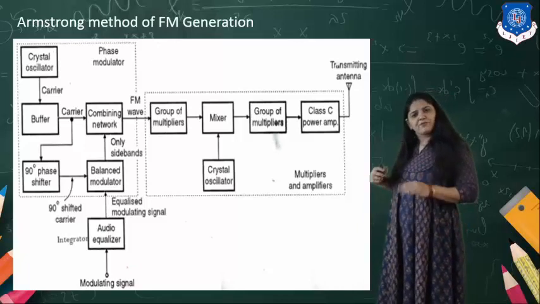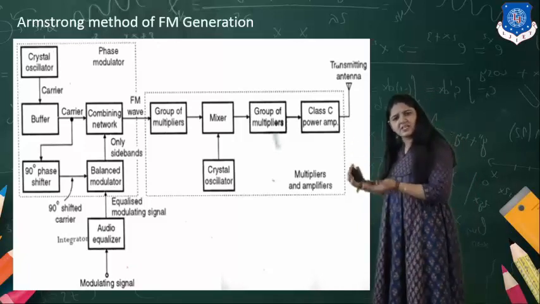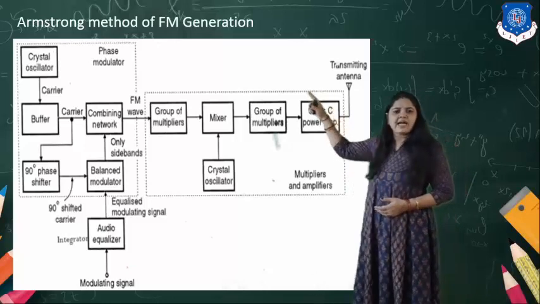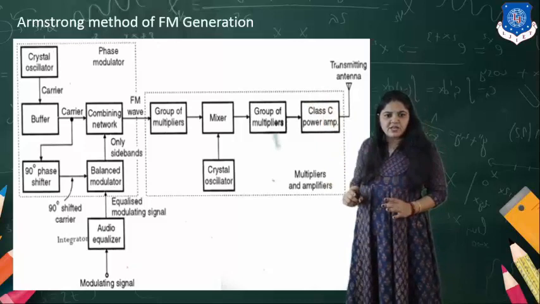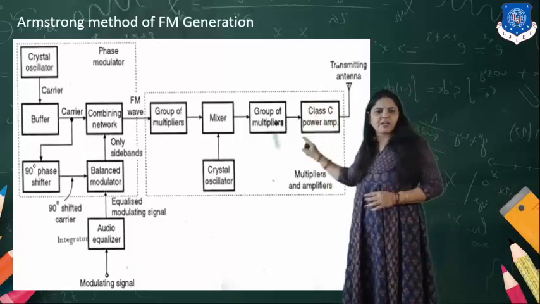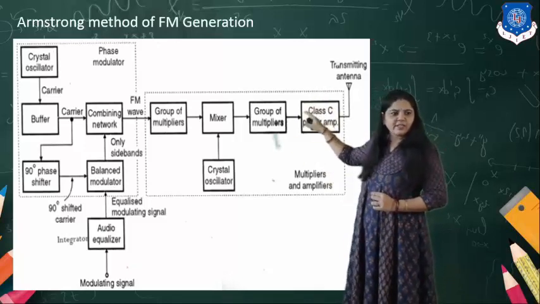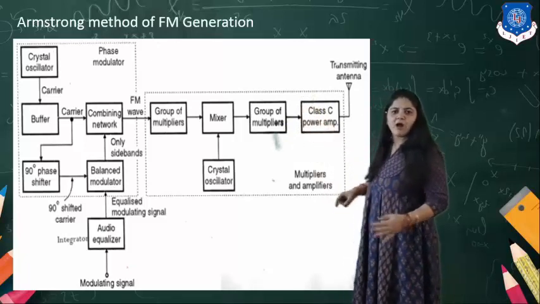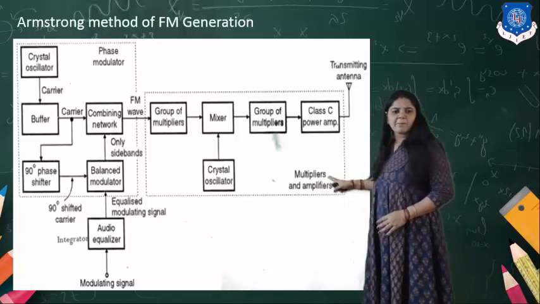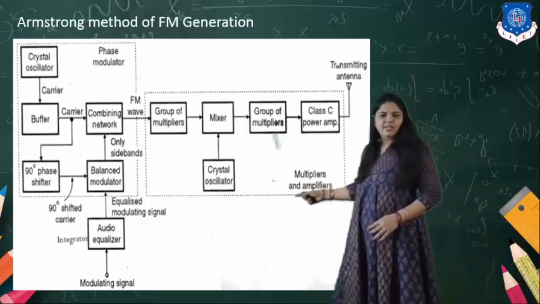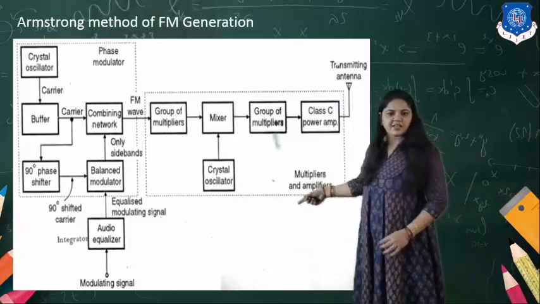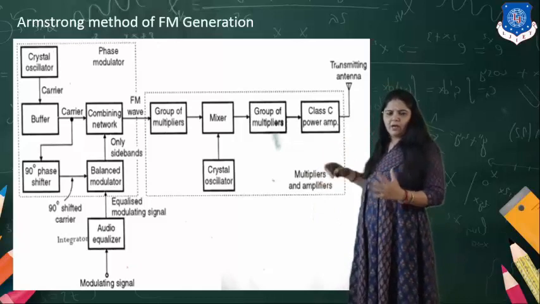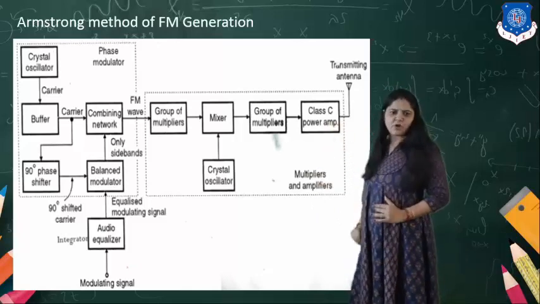Now here is the diagram which I discussed earlier about the indirect FM. Here you can see that we have the phase modulator. The dotted part shown in the diagram is the phase modulator. The phase modulator output is given to the multipliers and the amplifiers. And here you can see the modulating signal which is applied.